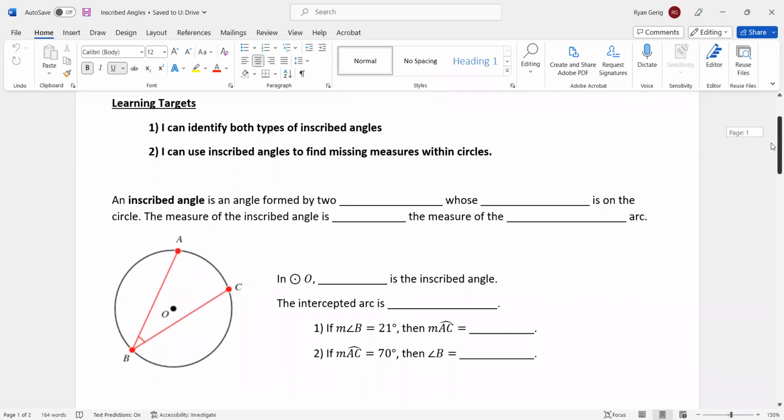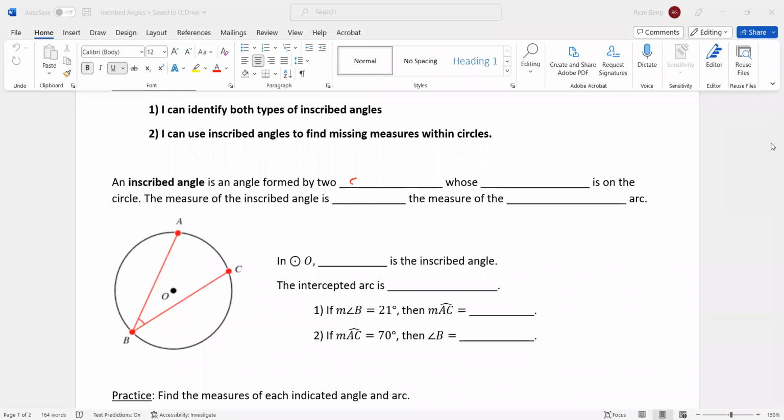So an inscribed angle is an angle formed by two chords whose vertex is on the circle. Make a big note of that word on. The vertex is on the circle. Okay, that's what makes it an inscribed angle.